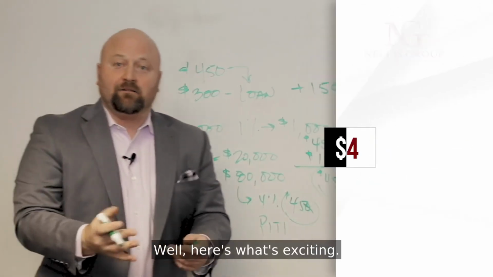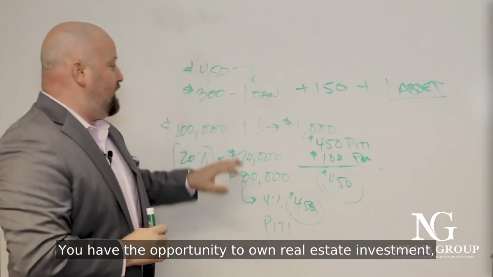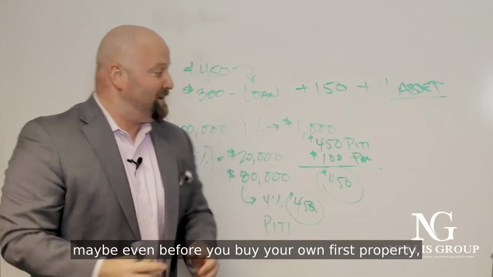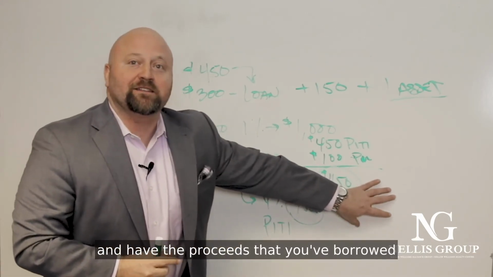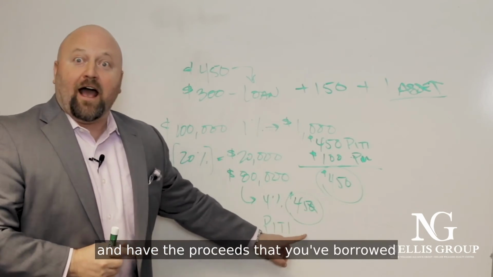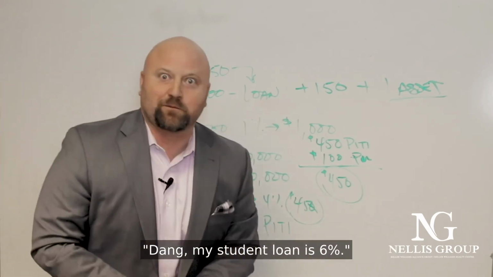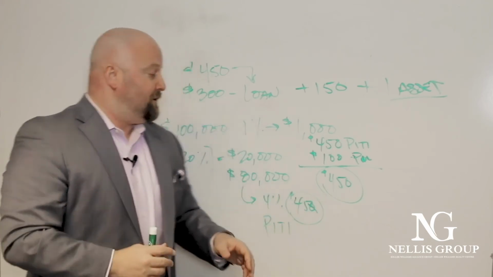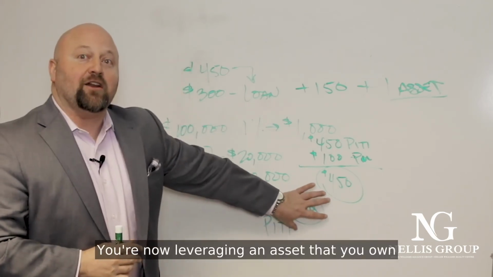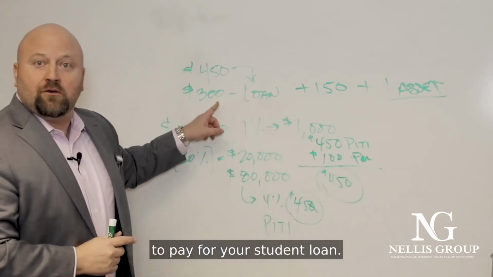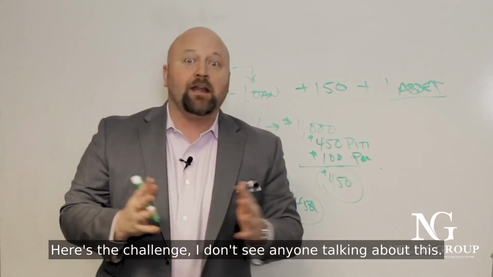Well, here's what's exciting. You have the opportunity to own a real estate investment, maybe even before you buy your own first property, and have the proceeds that you've borrowed at a below interest rate. Some of you, when I said 4%, you're like, well, dang, my student loan 6%. Probably. You're now leveraging an asset that you own to pay for your student loan. Here's the challenge. I don't see anyone talking about this.